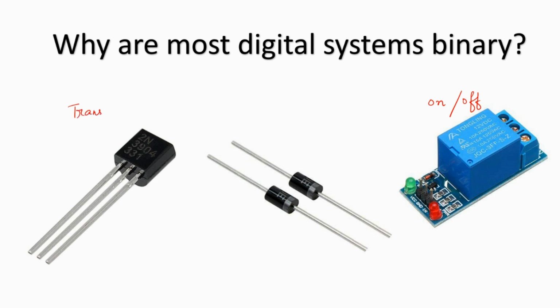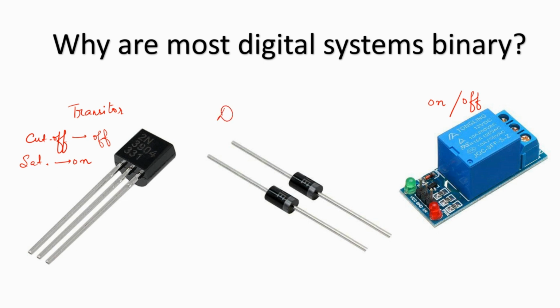Now, transistors are devices which could operate in three regions actually: the cutoff, saturation, and the linear region. But the linear region is usually used for amplifiers. So therefore, we are left with two other regions. One is the cutoff, where basically the transistor is off, or the saturation region, where the transistor is said to be turned on. So again, we have two states, the off and the on state.